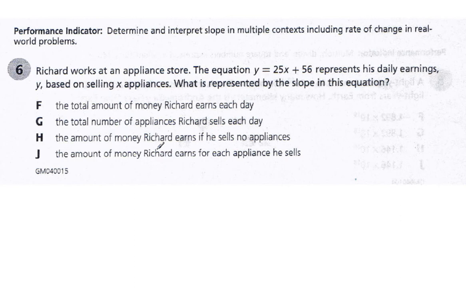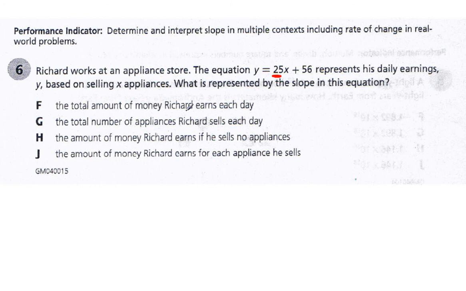Number 6, Richard works at an appliance store. That's his equation. Daily earnings is y based on selling x appliances. Which is the slope? Well, if this is a regular linear equation, then slope is always just the coefficient of x. So it's 25.